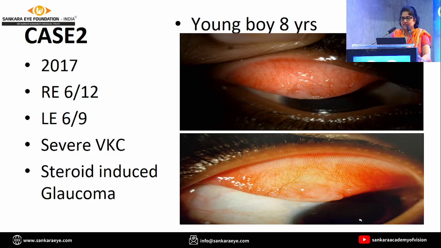And the second case is a young boy of 8 years we saw in 2017, and vision in right eye 6/12, left eye 6/9, severe VKC. They consulted some local ophthalmologist, they gave steroids, and they got some relief with the steroids, so the parents brought the over-the-counter medication, and they are using it in between. Finally, he developed steroid-induced glaucoma.